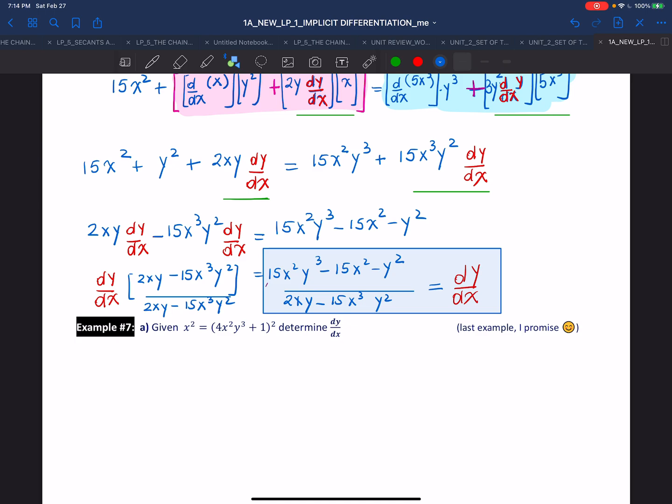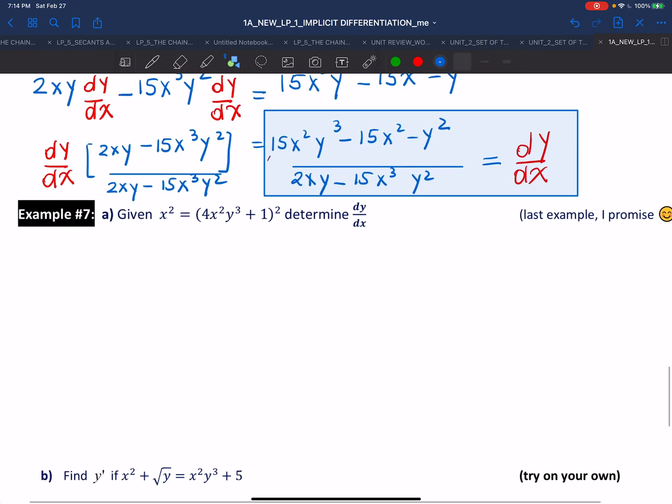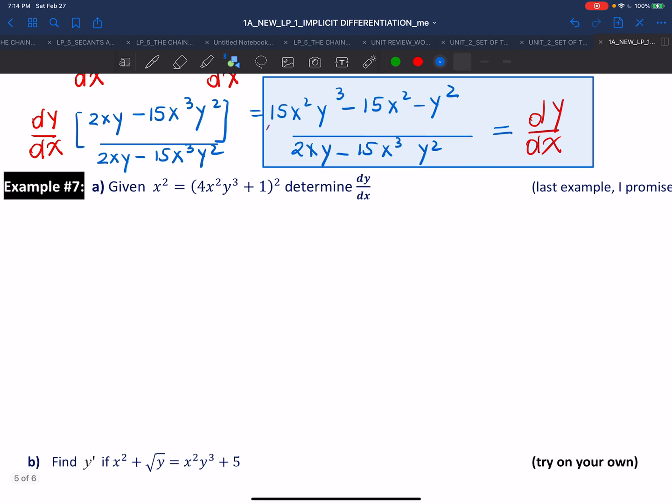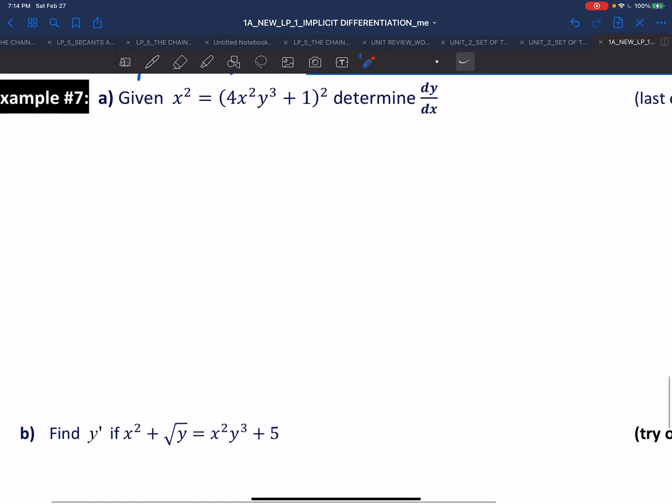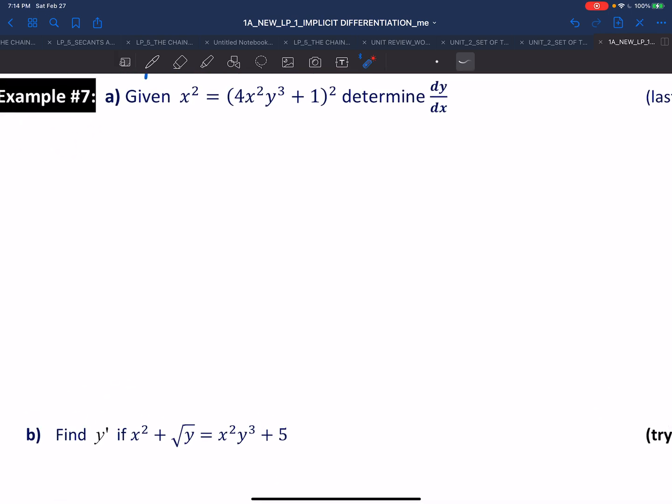All right, last example. We have x squared equals 4x squared y cubed plus 1 to the power of 2. So, same idea. d dx of x squared equals d dx of, careful here because we have a chain, so you see you have a power of 2, 4x squared y cubed plus 1 all to the power of 2.